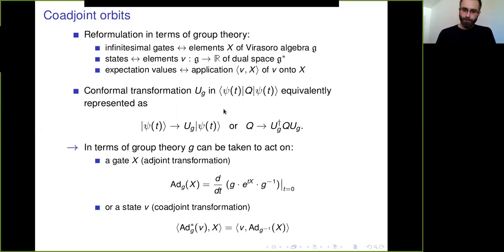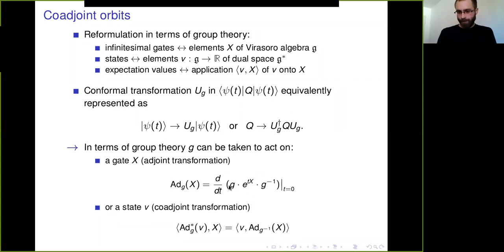Now, in terms of group theory, the first example where the state is transformed is known as the coadjoint representation. And the second example where the operator is transformed is known as the adjoint representation. And formally, these are defined in the following way.